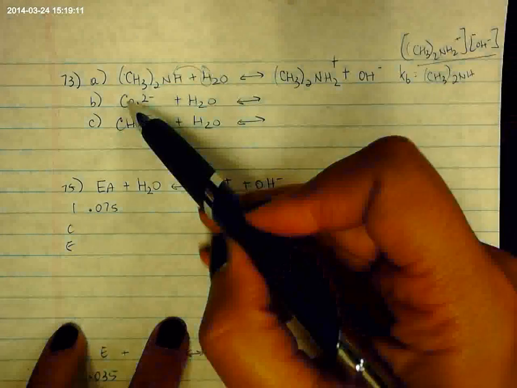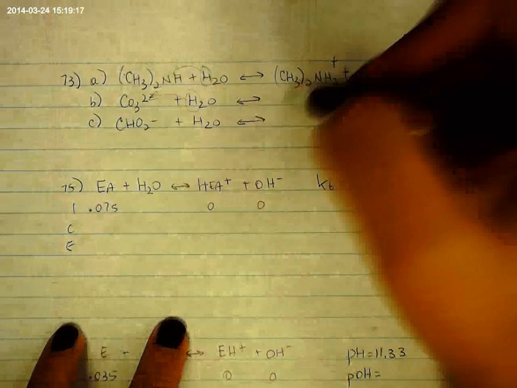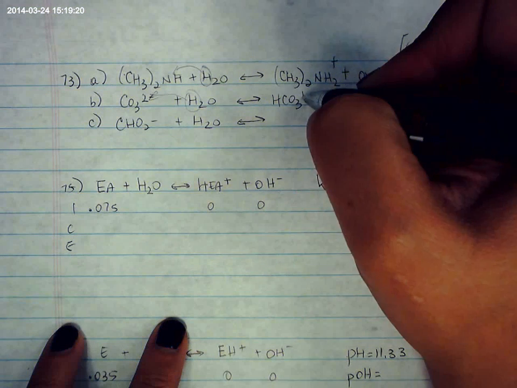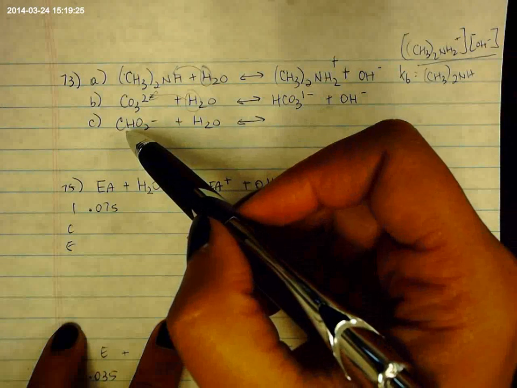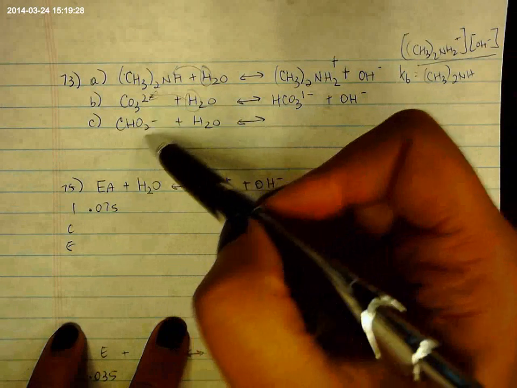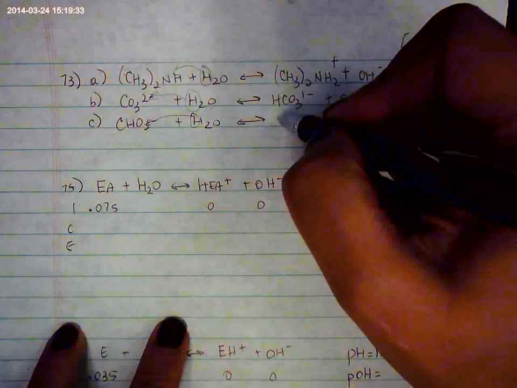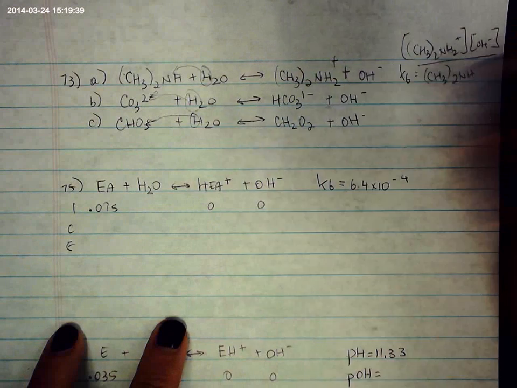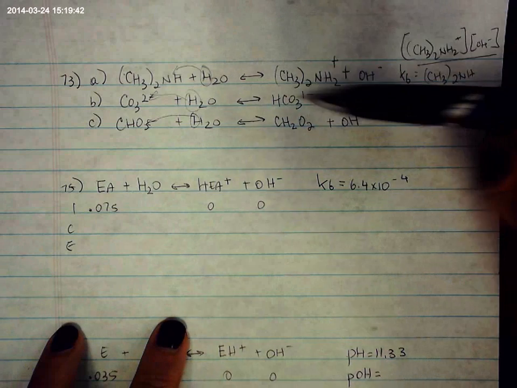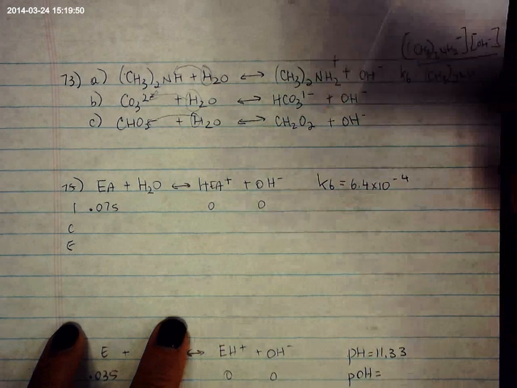Let me show you how carbonate reacts with water. Carbonate is going to steal a hydrogen from water, and then you're going to make HCO3 minus plus OH minus. And then this last one, the formate ion, CHO2 minus, steals a hydrogen from water and becomes CH2O2 plus OH minus. The reason it doesn't have a charge is because it was -1 initially. When you add a hydrogen, you add a plus 1 to that charge.